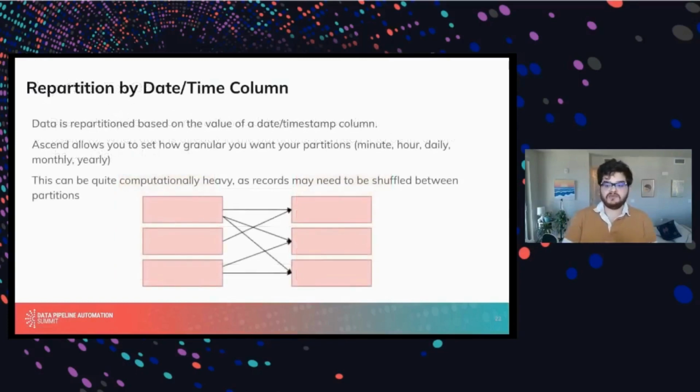So finally, we get to repartitioning by date time column. This is when you actually want to change the partition structure of your data as it's flowing through Ascend. It can be pretty tricky to get right or to understand, but it's super useful because oftentimes when you're reading in data, even with all the tools Ascend provides, your data might not be partitioned the way you want it to be. The way this works is that Ascend will ask you for a column you want to repartition on. So it has to be a date time column. And then after that, you give it a granularity. So I want hourly partitions, daily partitions, monthly partitions. This process can actually be a little bit computationally heavy, so we would want to be careful just because Ascend needs to shuffle records between partitions.